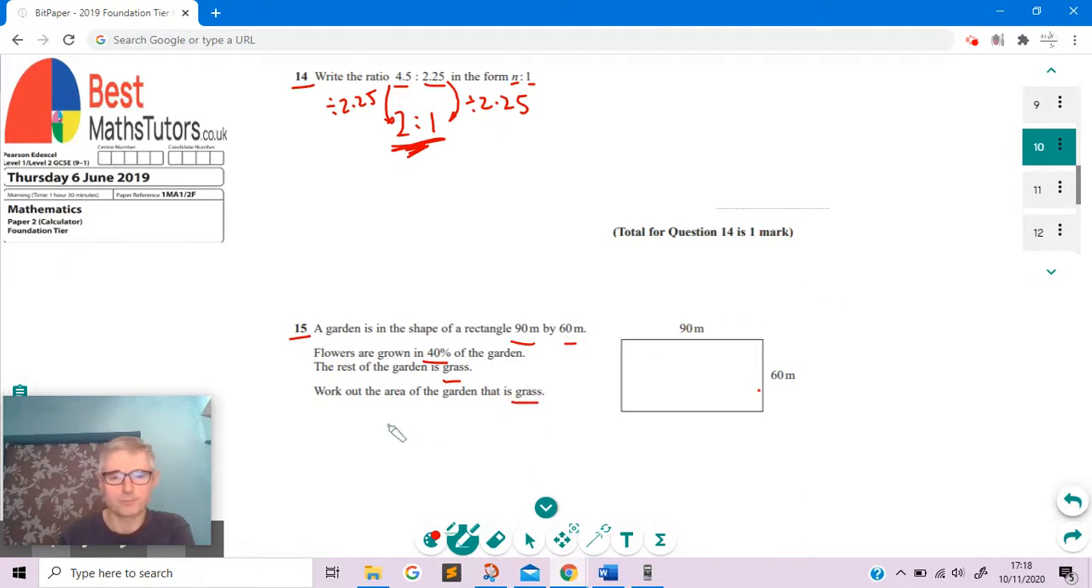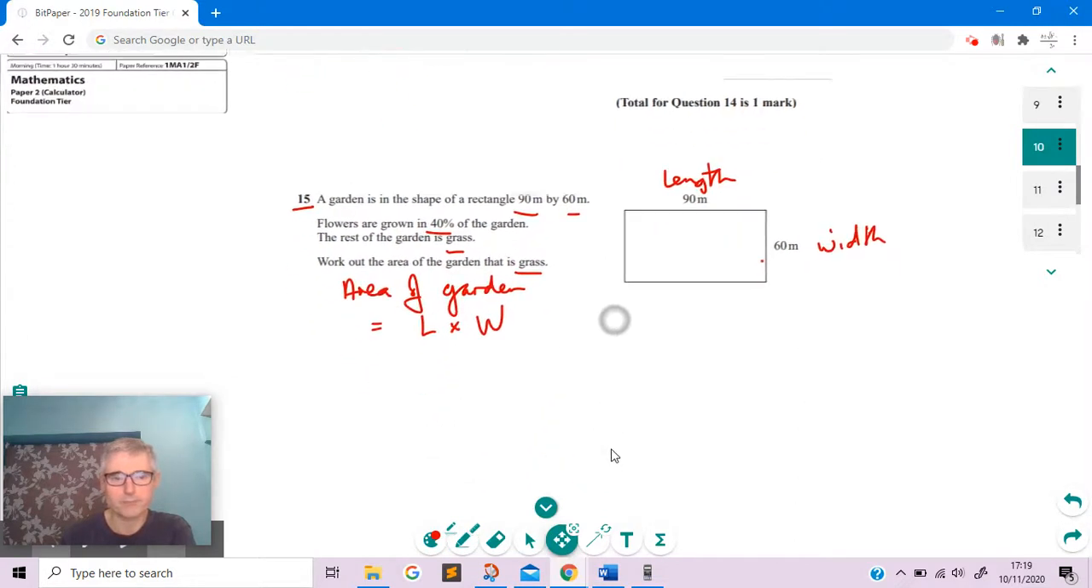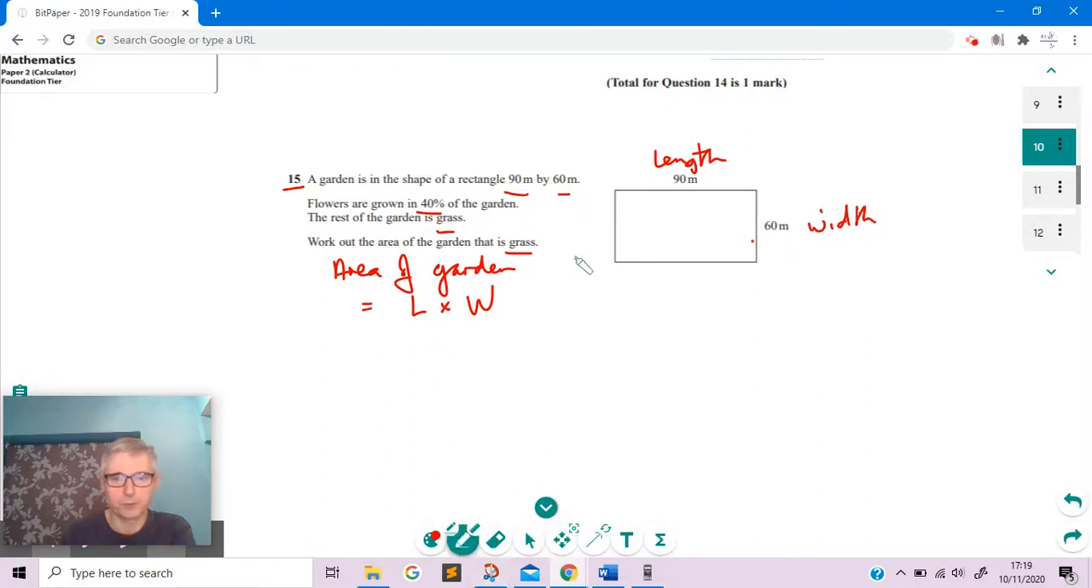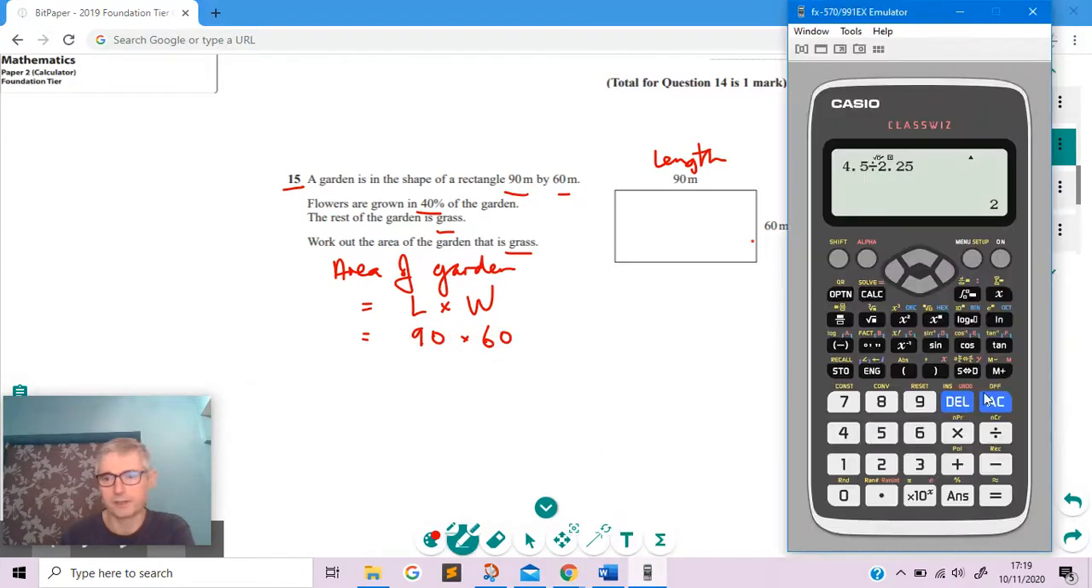The first thing I would do is find the area of the garden. That's just going to be the length multiplied by the width, because it's a rectangle. So I'll just call that L times W for length and width. If I put the numbers in, I'm going to get 90 times 60.